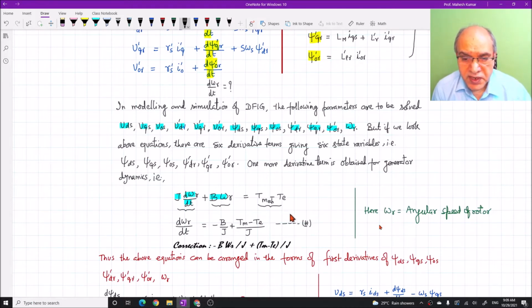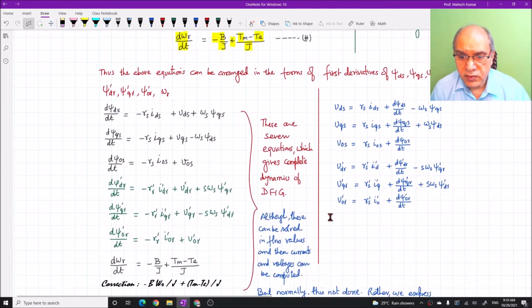From this we can express d omega r by dt as minus B by J omega r, because B will come on this side, plus T mechanical minus T electromagnetic by J. This is actually the 7th equation. So we can now arrange these 7 equations as follows. You can see here in this description: the first order derivatives of the flux linkages, and the last one is d omega r by dt.